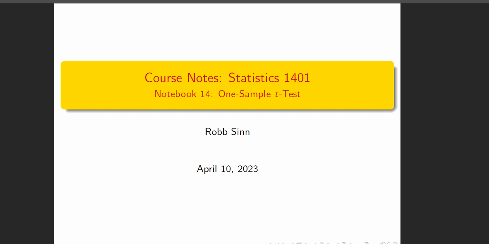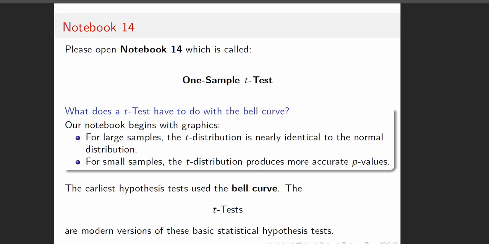Hey everybody, we're going to be talking about Notebook 14 today. So take a moment and get that opened up from the D2L course calendar. And I'll assume that you've paused the video if you needed to get this open. What we're talking about today is the one sample t-test.